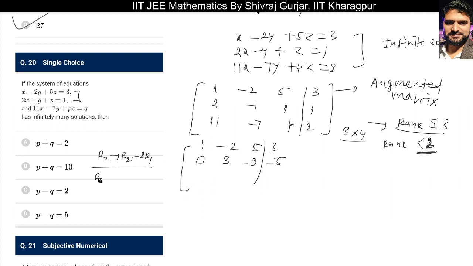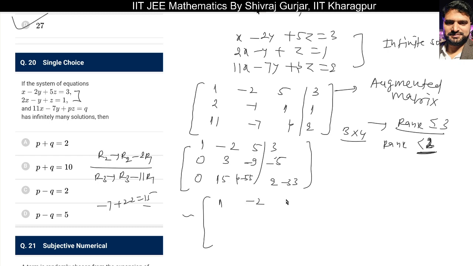Again let us apply r3 equals r3 minus 11 r1. So this will be 0. Minus 7 plus 22 is 15. This is 15. That is p minus 55. Okay, again here q minus 33. Now we have to make this element also 0.